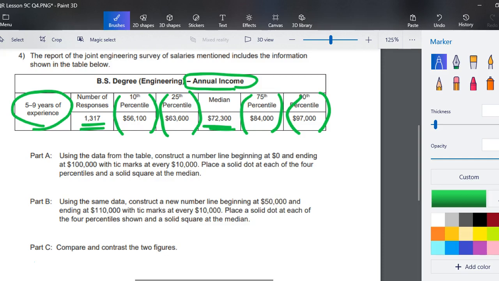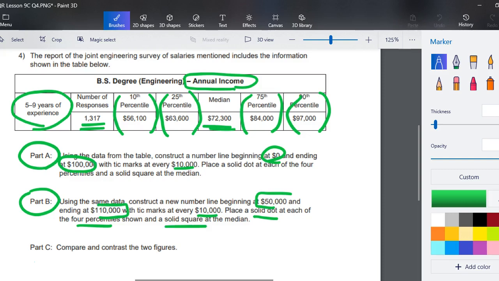I'm going to go ahead and read part B before I take off on this. Using the same data, construct a new number line, but this time we're going to begin at 50,000 and end at 110, whereas this one begins at 0 and ends at 100,000. Still the same tick marks every 10,000, but we're going to place a solid dot at each of the 4 percentiles and a square at the median, and then they want us to compare and contrast the two figures.